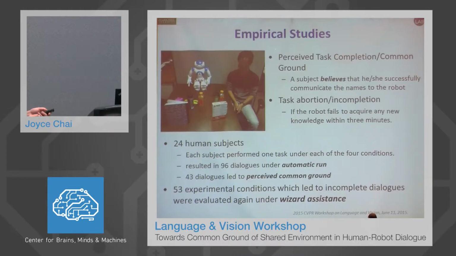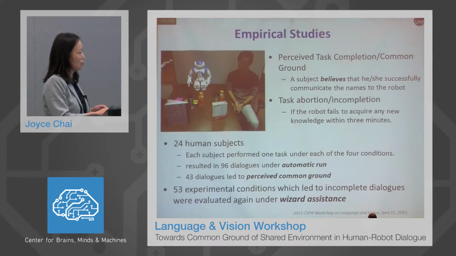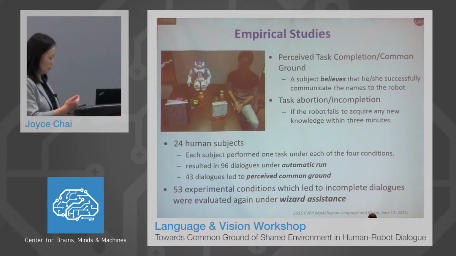In the end, we have 96 dialogues from these automatic runs, and only 43 dialogues led to perceived common ground. Basically, the human believes that they have successfully completed the job. The other 53 led to abortion. For those aborted conditions, we asked the subjects to come back after a break, and we ran those conditions again under the wizard system. Wizard means that the wizard helps the system with language processing, providing close to ground truth performance for the language processing components.